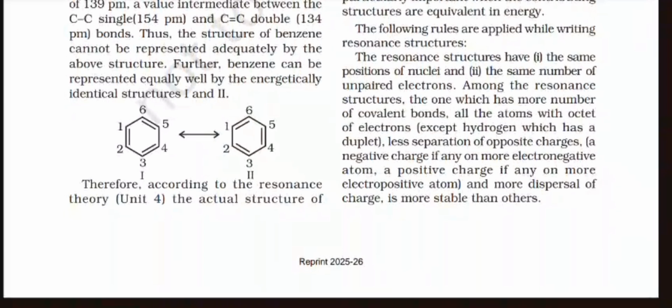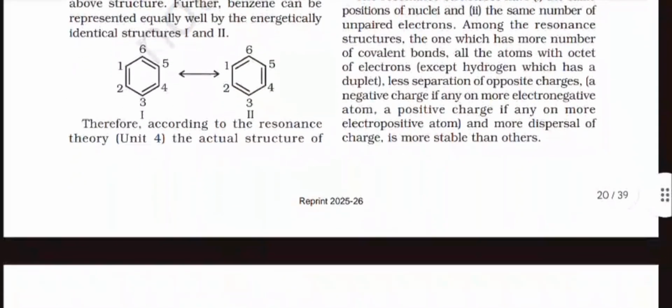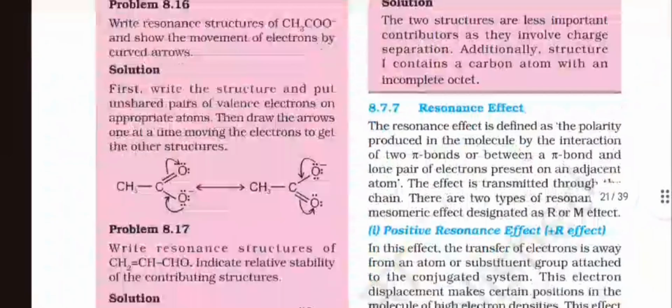The resonance structures have the same position of the nuclei and the same number of unpaired electrons. Among the resonance structures, the one which has more number of covalent bonds, all the atoms with octet of electrons, less separation of opposite charge, and more dispersal of charge is more stable than others.